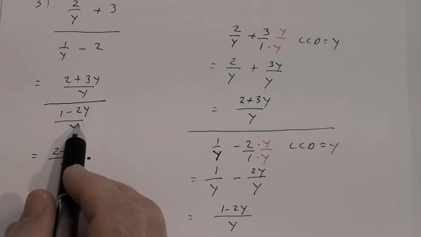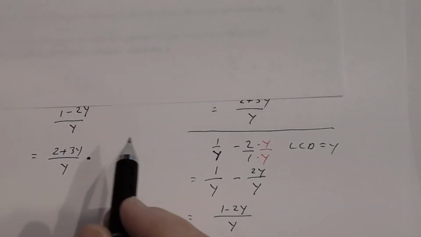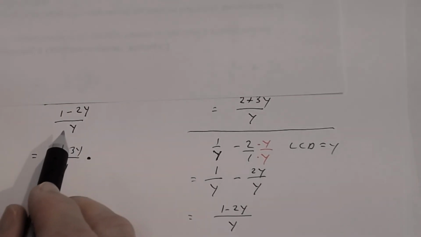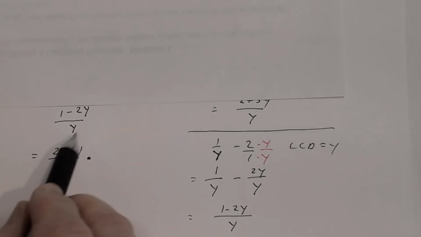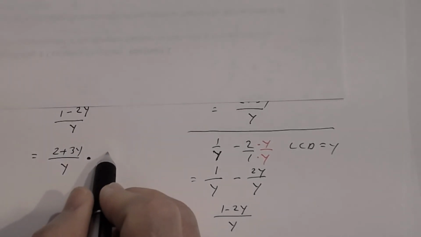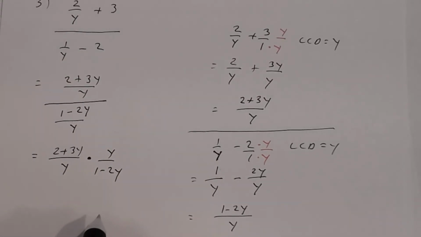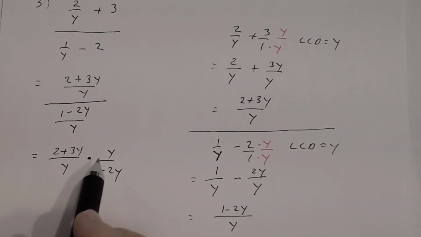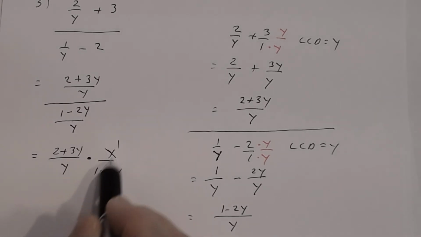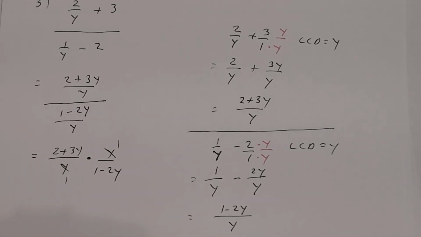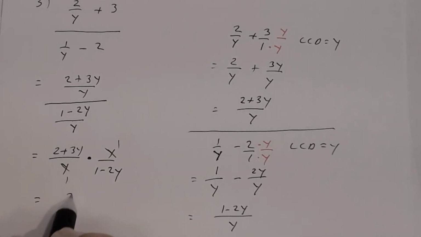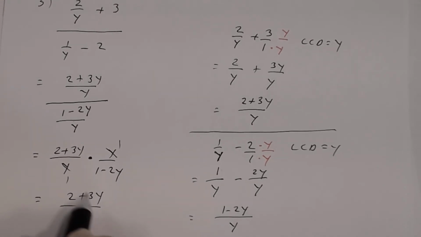So if you need to cover up some parts of the problem that distract you, then do that. So you've got to take the reciprocal of this now. So that's y divided by 1 minus 2y. And now let's reduce before we multiply. So the only thing I can reduce here are the y's, just like this. And I can't factor anything else out, so that should be the answer. So 2 plus 3y times 1 is 2 plus 3y. And then 1 times 1 minus 2y is 1 minus 2y.